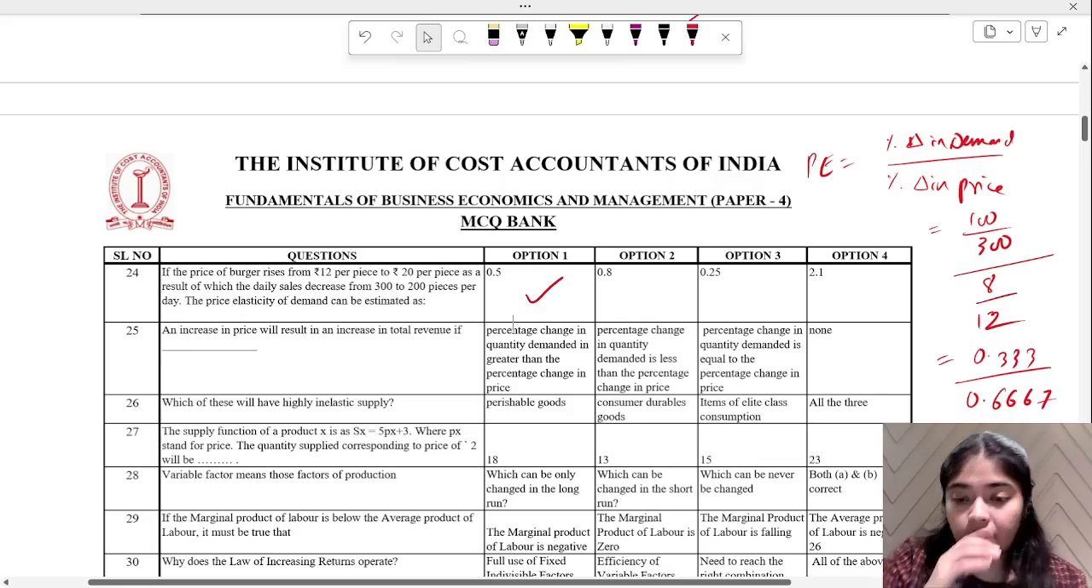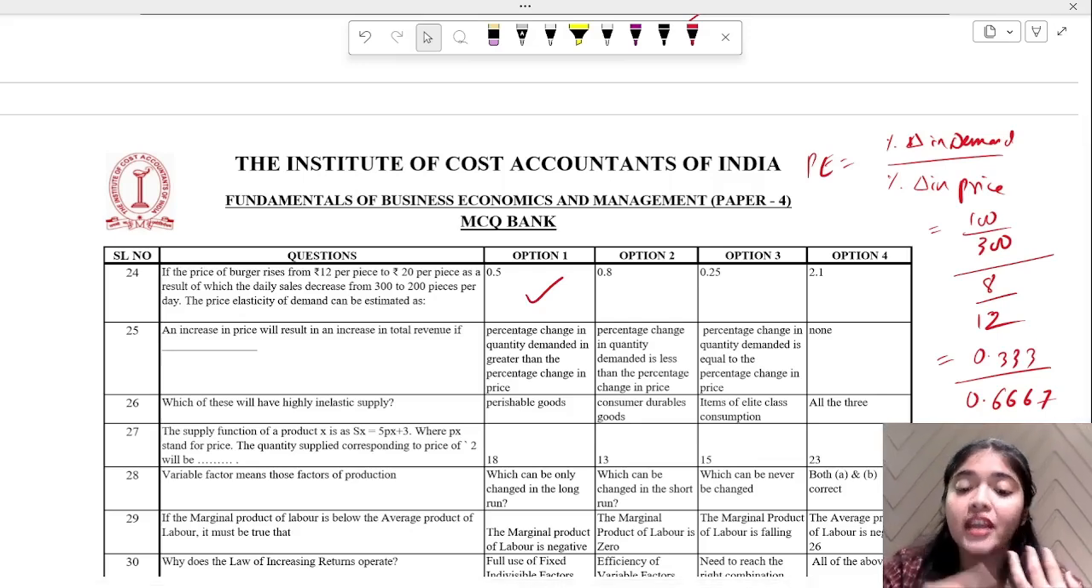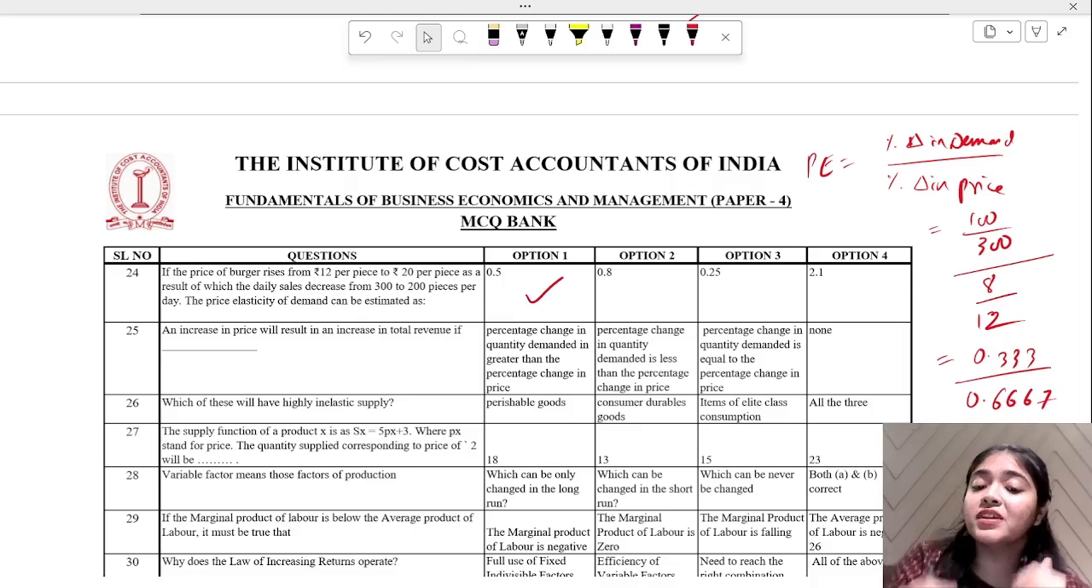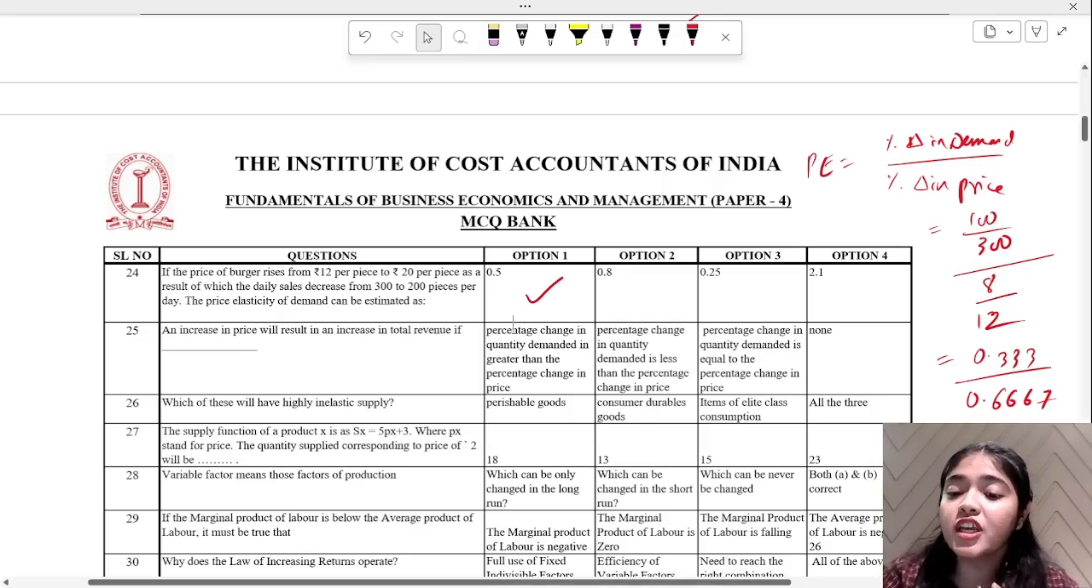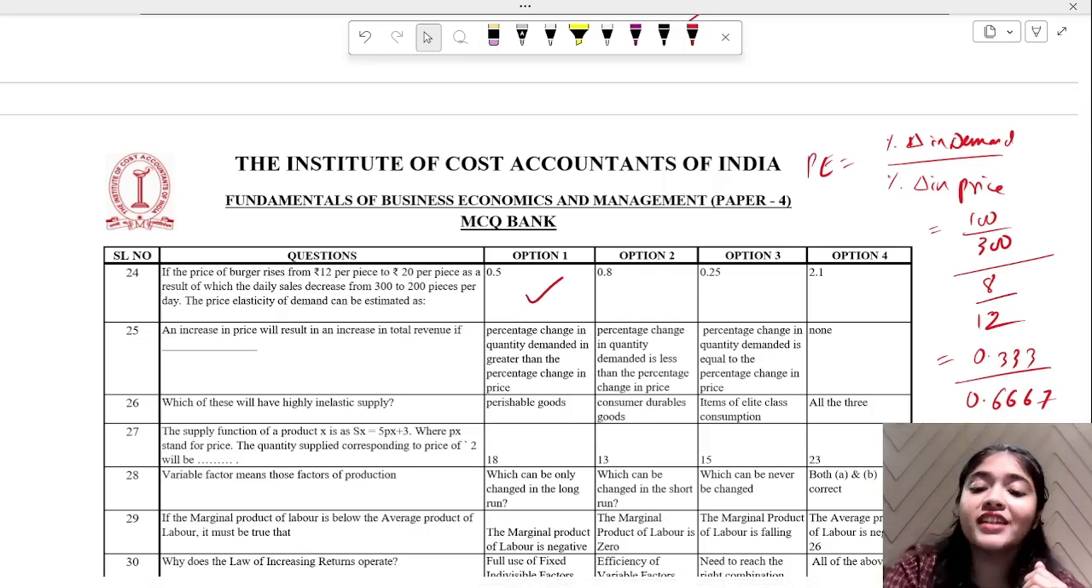An increase in price will result in an increase in total revenue if percentage change in quantity demanded is greater than percentage change in price, or percentage change in quantity demanded is less than percentage change in price, or the third option is percentage change in quantity demanded is equal to percentage change in price. So what do you think is the correct answer?